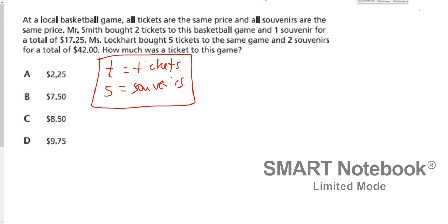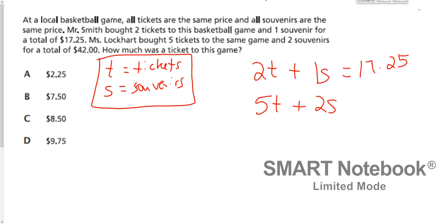So Mr. Smith bought 2 tickets and 1 souvenir. So he bought all that, so we're going to add it together. And it was $17.25. Ms. Lockhart bought 5 tickets and 2 souvenirs for $42.00. I could just write 42. How much was a ticket to the game?